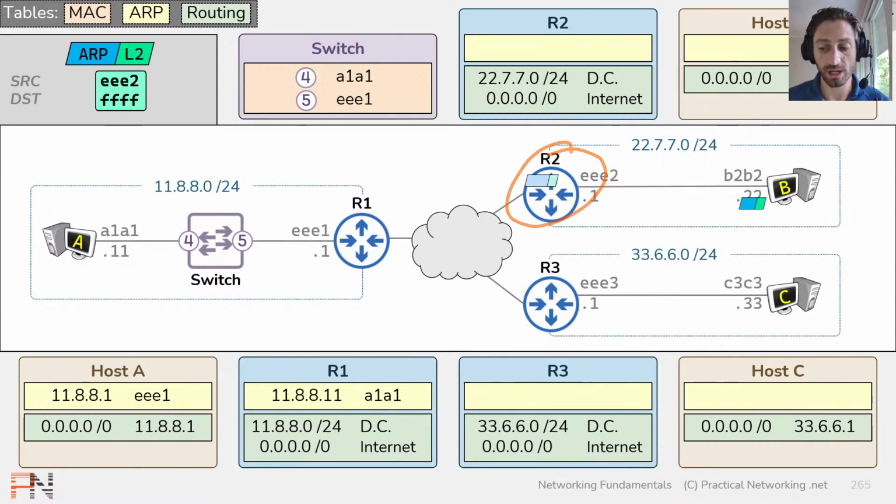Router 2 is going to shoot out the ARP packet, which is going to arrive on host B. Once host B gets it, host B is going to learn the ARP mapping of the sender.